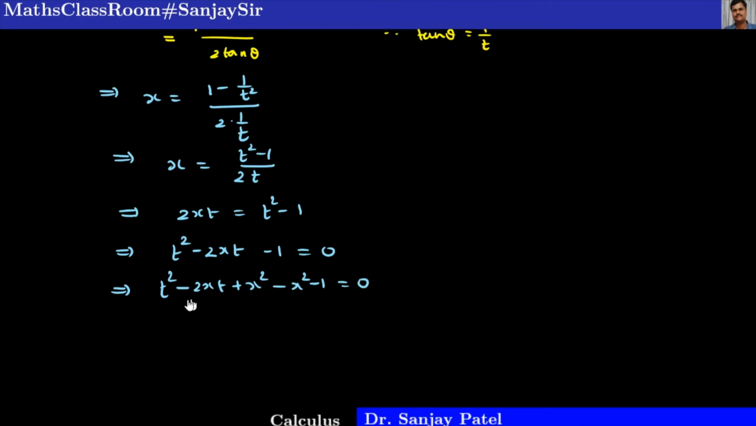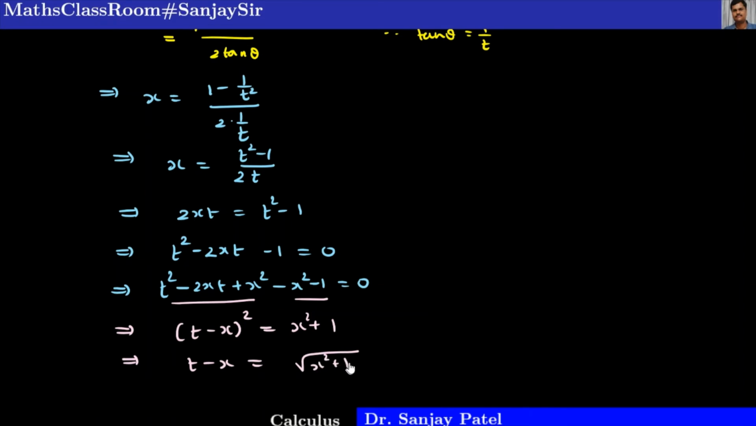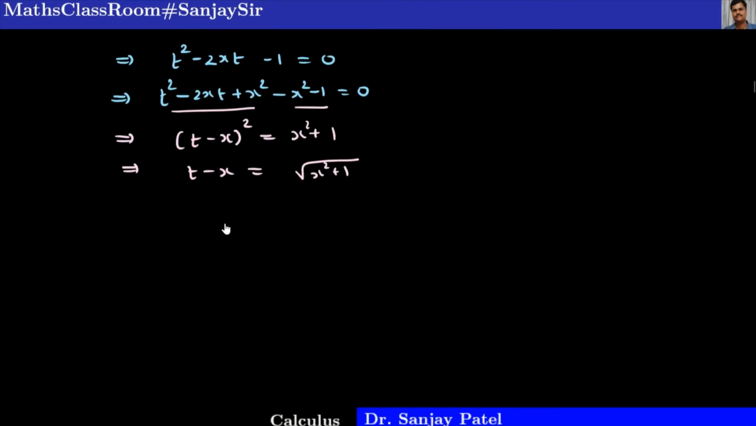And now taking these two groups, what we can write next is the first group as a perfect square, t minus x whole square, and the second group I am writing on the right hand side. So we will get x square plus 1. This implies t minus x, taking the positive square root, is equal to square root of x square plus 1. Now taking that x on the other side, we get t is equal to x plus square root of x square plus 1.